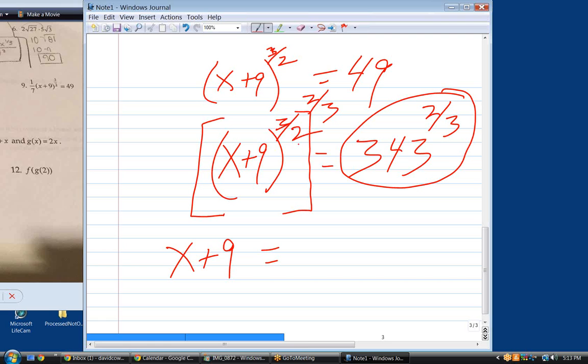This x plus 9 to the 3 halves originally meant the square root of x plus 9 and that answer cubed. That's what fractional exponents mean. So what's the cube root of 343? Cube root. That's 7. Remember we got it by multiplying 7 times 49? So that was 7 times 7 times 7. So the cube root of 343 is 7, and then we have to square that answer. So that whole thing is equal to 49.